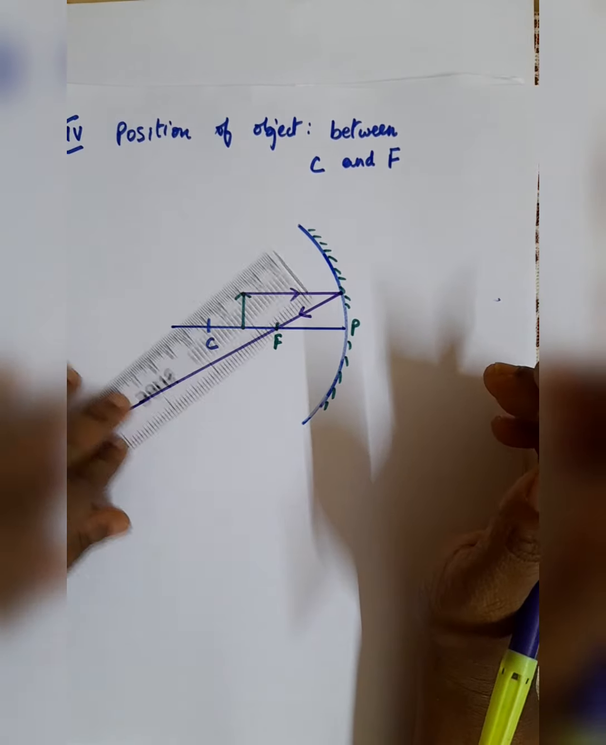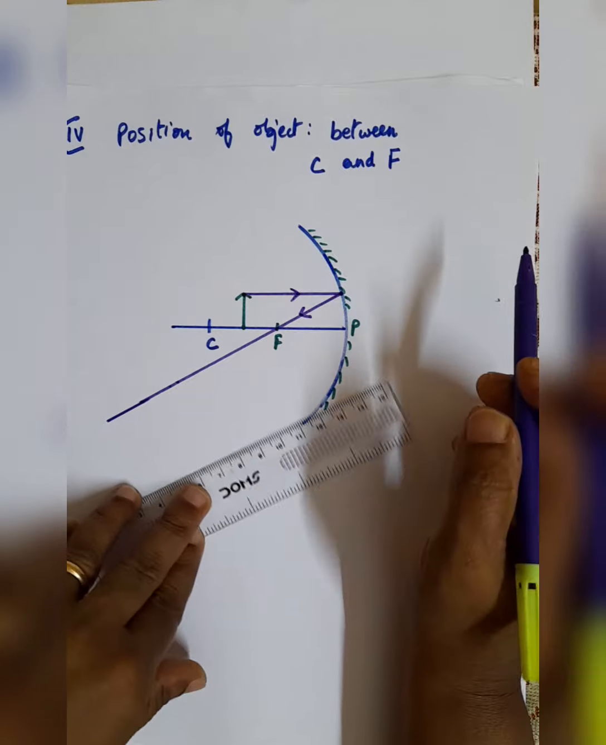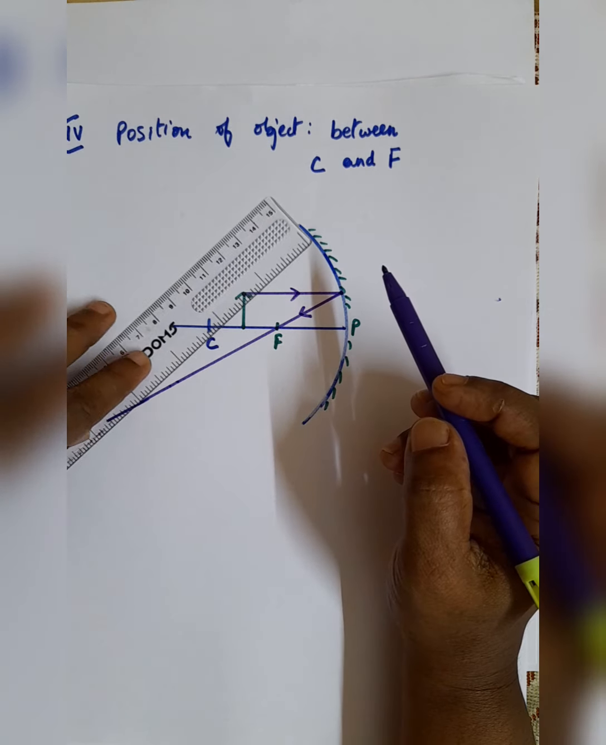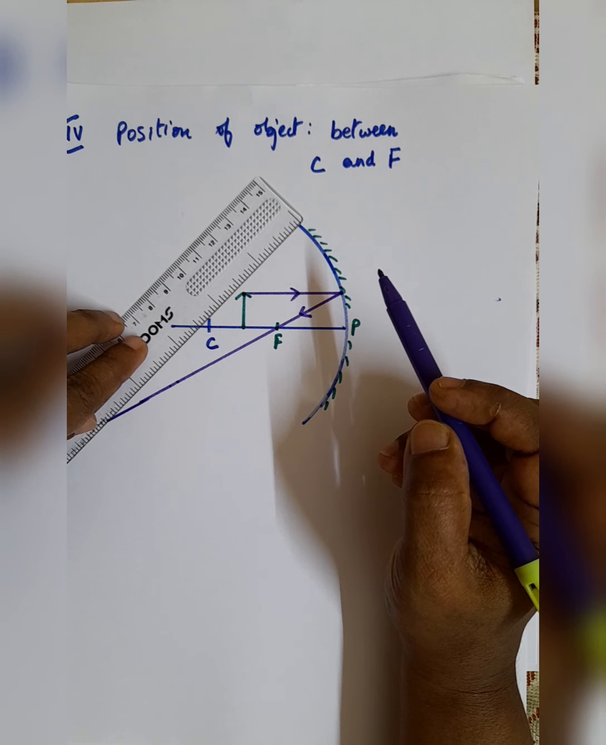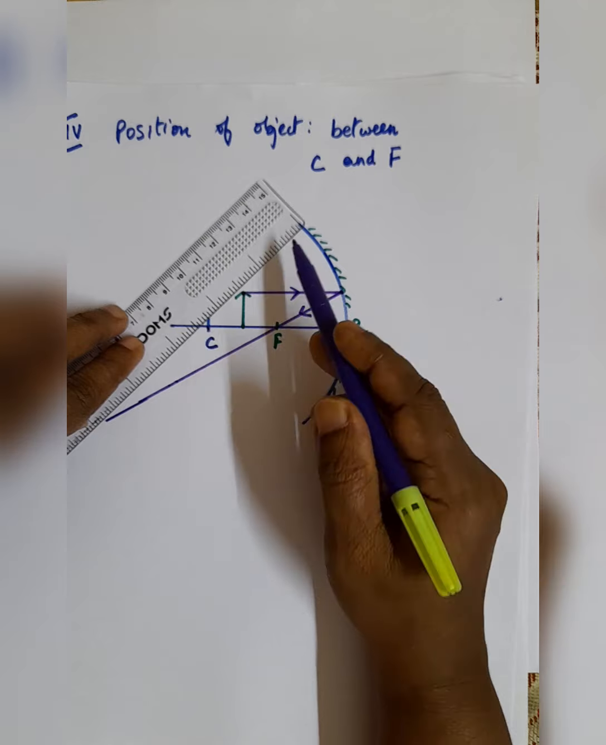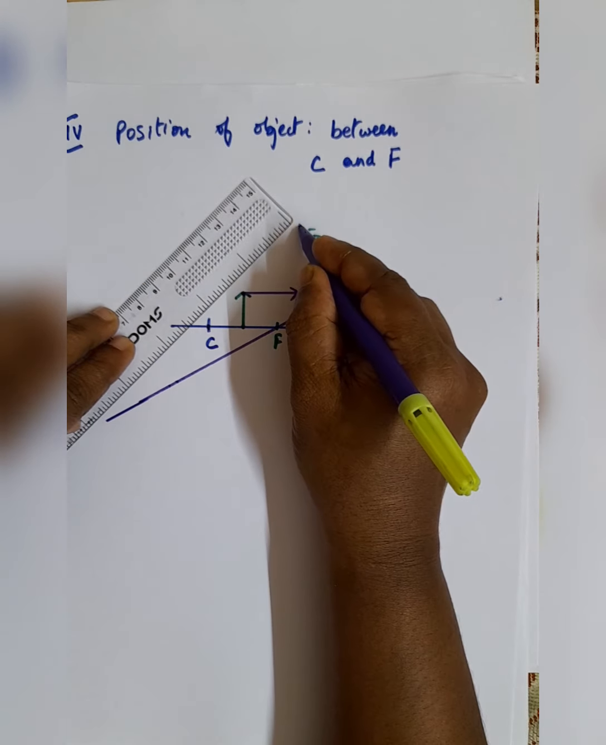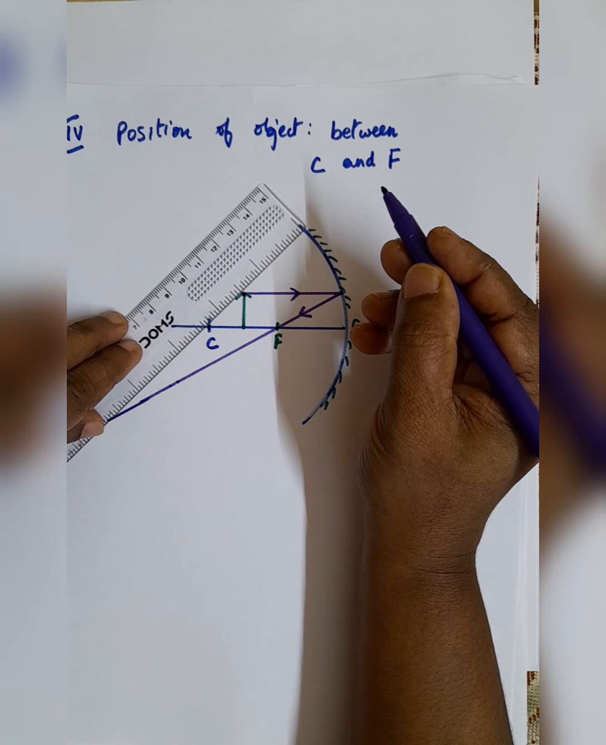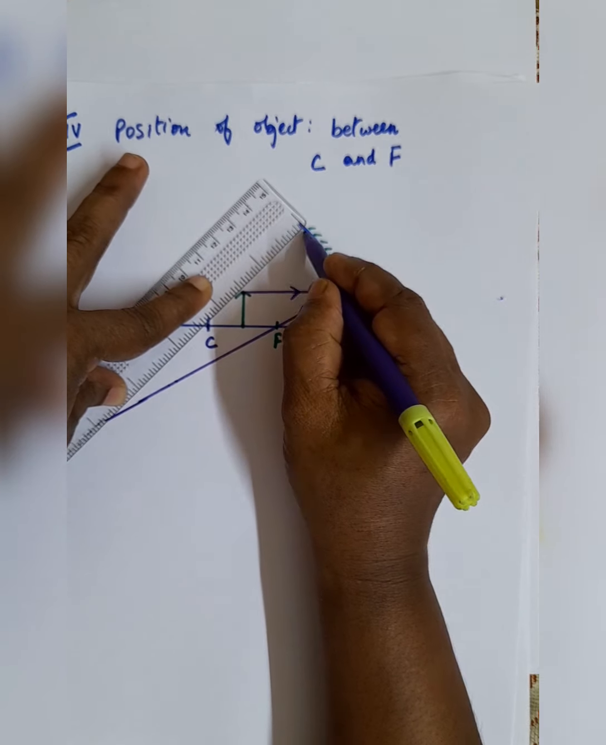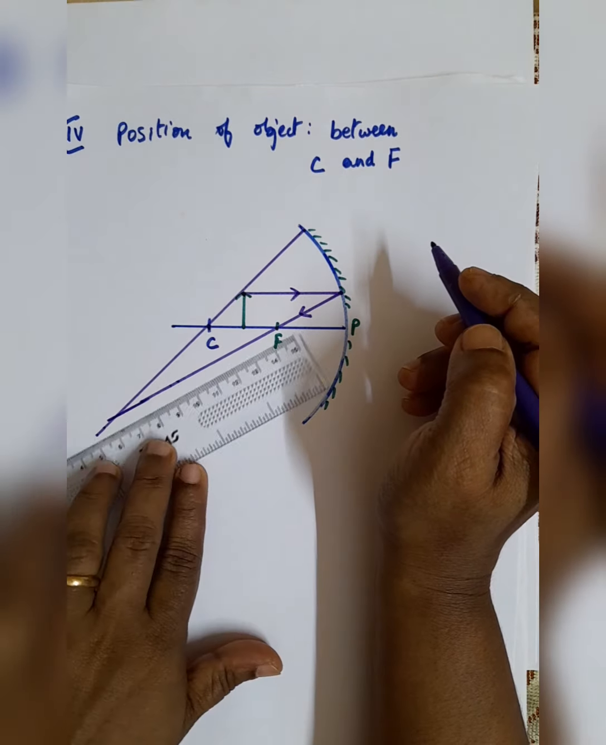Let us draw the next ray. The first ray goes parallel to the principal axis, it emerges through F as usual. Next one goes to C and it emerges through C itself, goes along the same path. So it has to touch the head of the object, the center of curvature and the mirror. So try to connect all these 3 points, 1, 2 and 3. Okay, so it touches here.